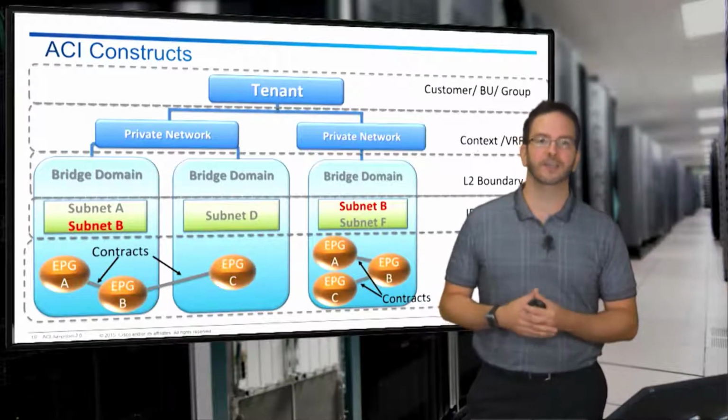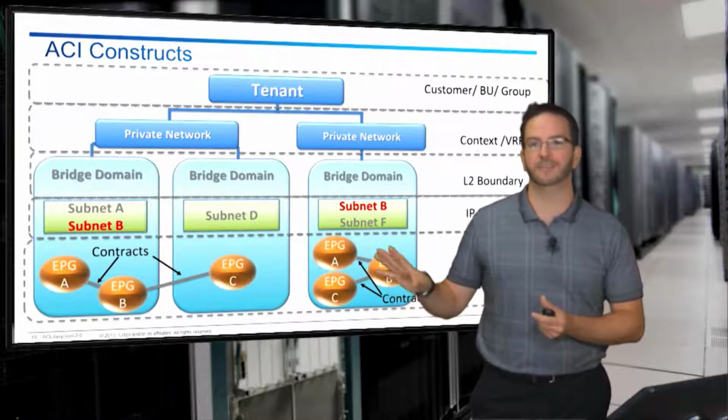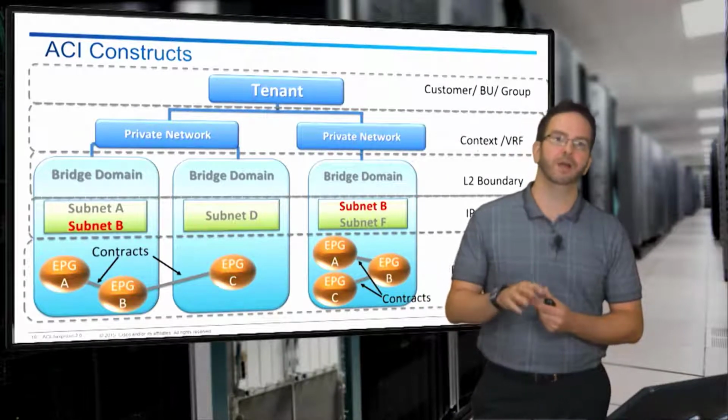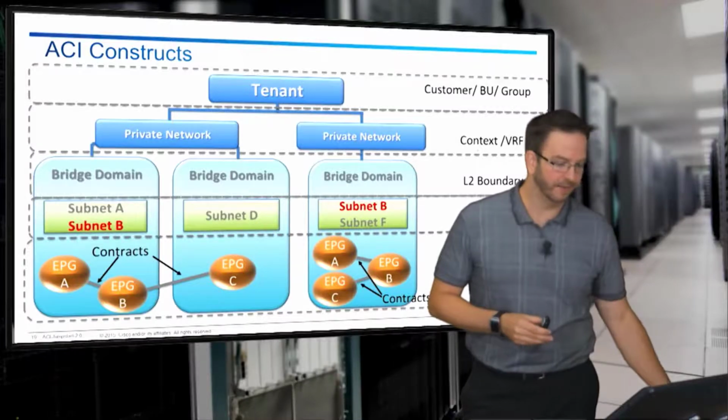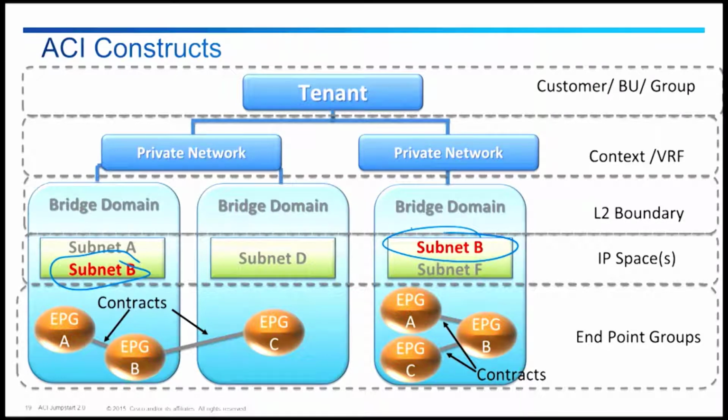What this also allows me to do is reuse addressing. So if I have a subnet B inside of my private network A, on private network B, I can also reuse that. So this is a complete separation of our addressing. So again, between multiple tenants or even within a tenant, I can reuse my IP subnet addressing space.